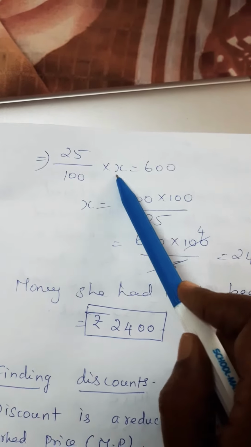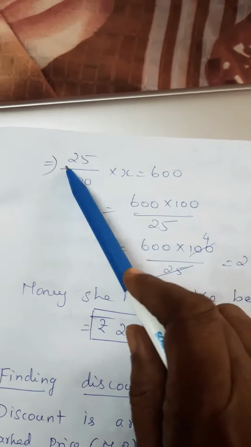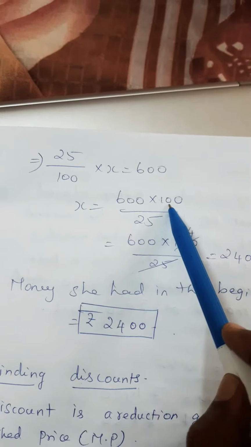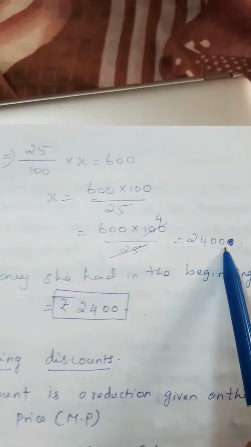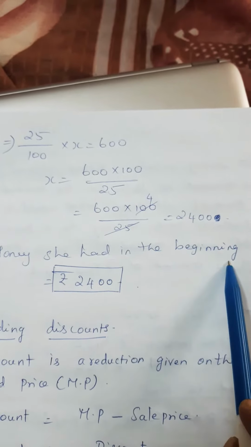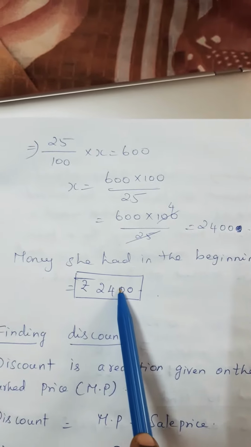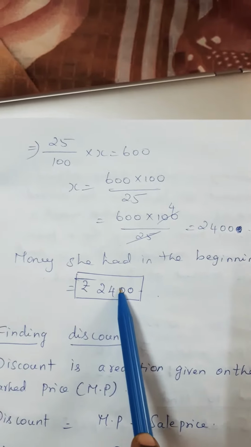So X we have to calculate. This 100 will go that side, 25 will come here. 600 into 100 by 25. When you reduce it, you will get 2400 rupees. So the money she had in the beginning is rupees 2400. Okay. Now let us move to the next one.